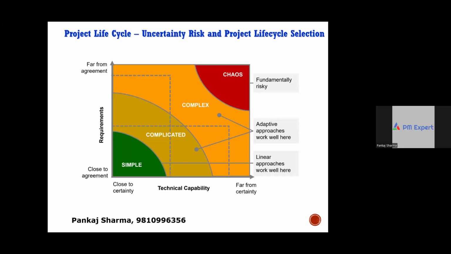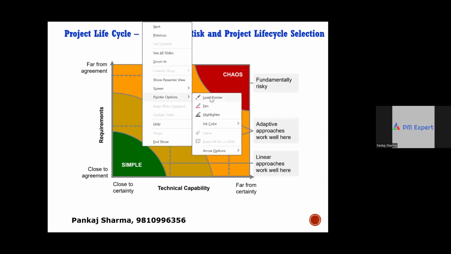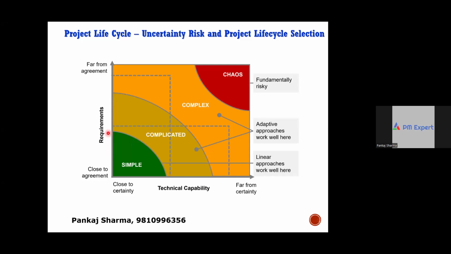So guys, we are starting with Stacey's complexity model, right? Can you see the Stacey's complexity model in front of you on the slide? Yes. Primarily on the basis of two parameters, the requirement uncertainty and the technical uncertainty, the projects have been categorized as simple, complicated, complex, and chaos.